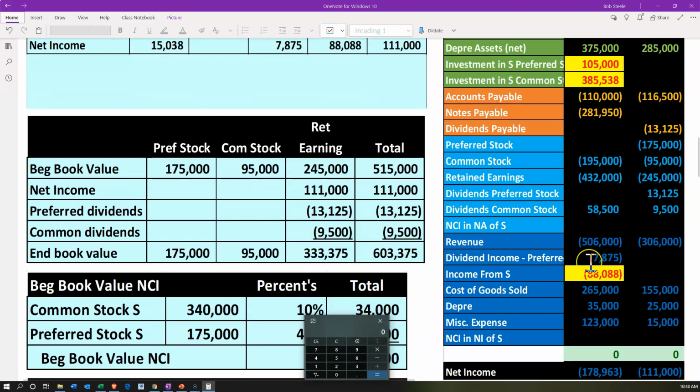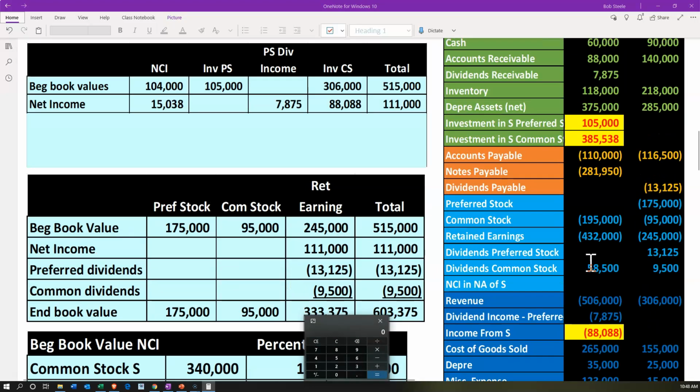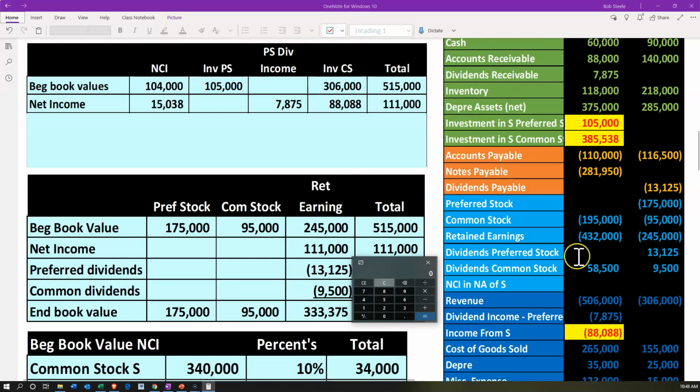And then for the preferred stock dividend income, we have the dividend income down here that's calculated at the 7,875. Or we can think of it as this 13,125, the preferred dividend here, times the portion going to P, the controlling interest, 0.9.